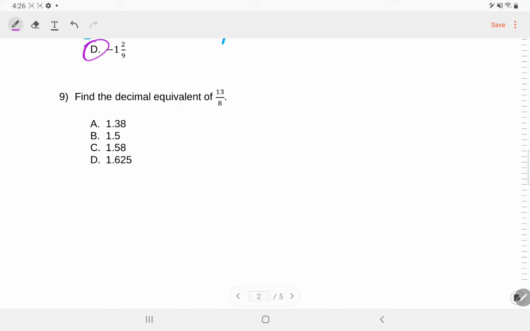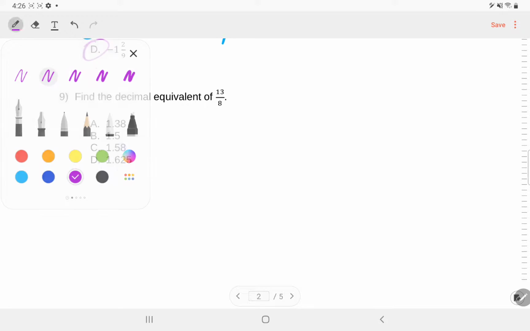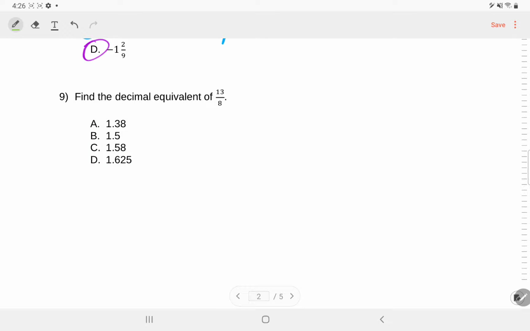For number 9, find the decimal equivalent of 13 over 8. So when we're trying to change fractions into decimals, we just do long division, 13 divided by 8. Remember, whatever number you say first goes inside the division house first. So 13 divided by 8. 8 goes into 13 one whole time. So 1 times 8 is 8. 13 minus 8 is 5. Now we need to bring down a 0.